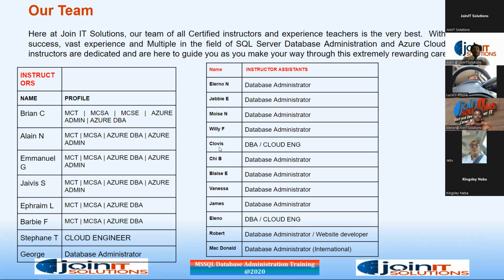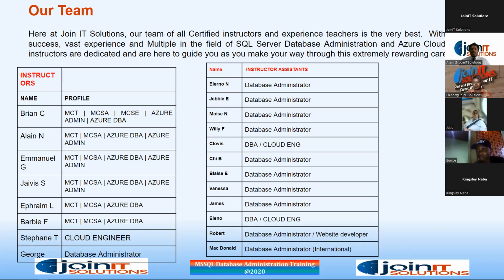Now, a brief overview of our team. This is our team here at JoinIT Solutions. Every single member of the JoinIT Solutions team is a certified instructor. What does that mean? To become a certified instructor, that means you have been instructing for a while, and Microsoft verifies and checks that you have been instructing in an organization, and Microsoft contacts 2 or 3 of your students to make sure that you have actually been giving them good instruction, right? Okay. So everybody you see on this list is a certified instructor, certified by Microsoft.